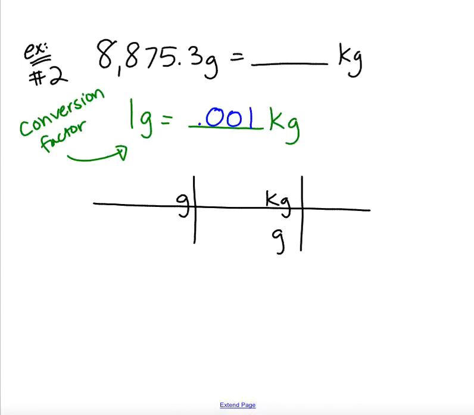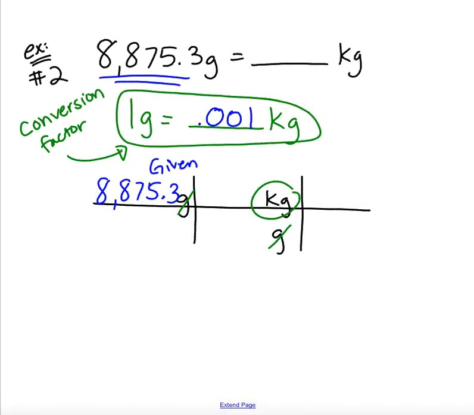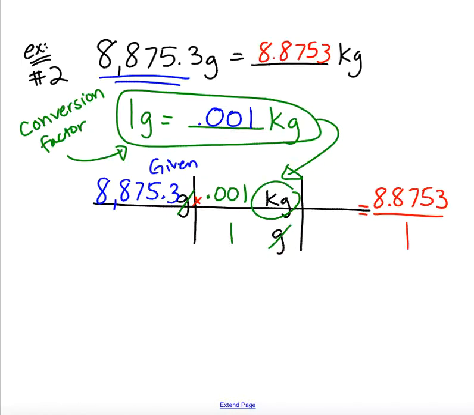I set up my chart. I start with grams, because that's my given unit. Same thing goes diagonal. What I'm trying to get to, or what I have a conversion factor for, goes above. Cross them off, make sure I'm left with what I want. Now I fill in my numbers. 8,875.3 grams is my given unit from above. Now I fill in my conversion factor that I came up with. Next to kilogram, there's 0.001, so that's what I put in. Next to gram, there's a 1. Now I'm going to multiply the top, multiply the bottom, and then divide the top by the bottom. I'm left with my answer of 8.8753 kilograms.